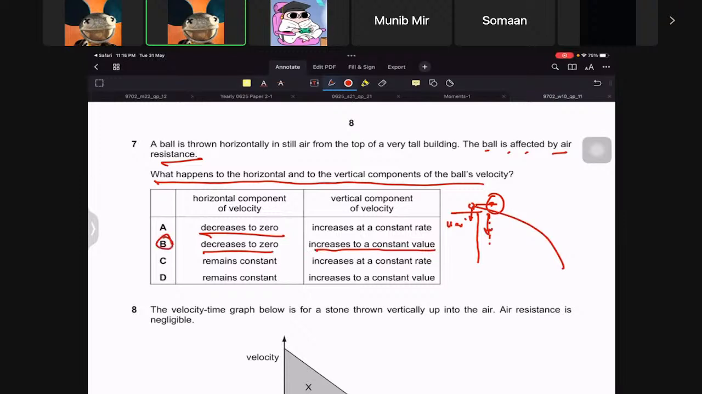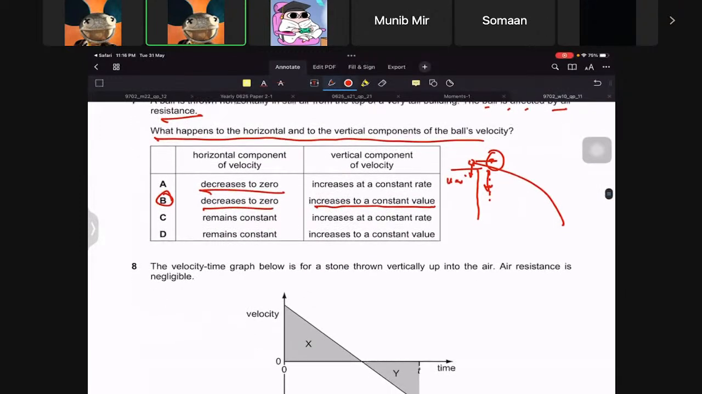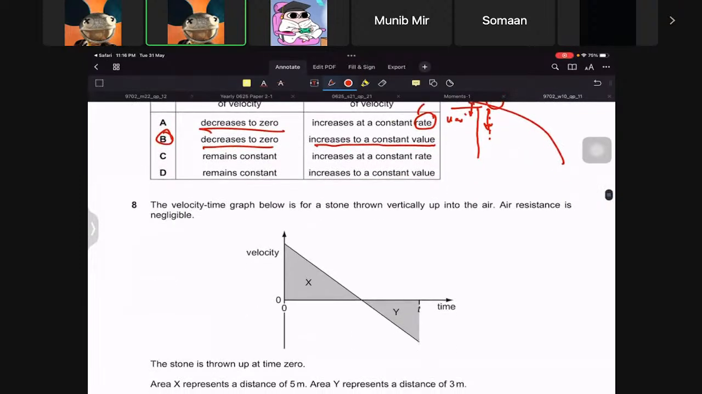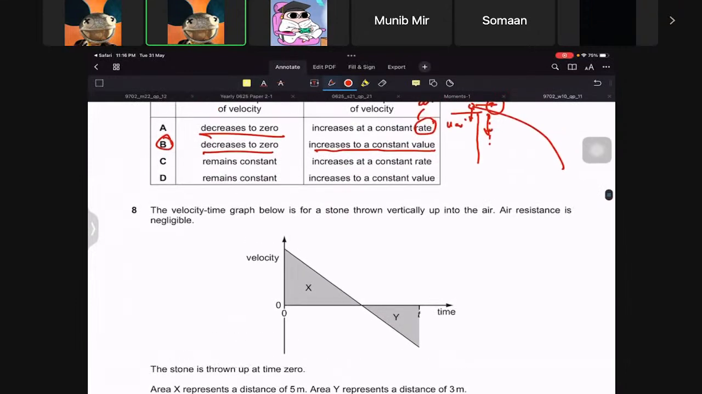Right. Constant value means the rate of change of velocity, which is acceleration, does not increase to a constant value. It will go down and become 0.